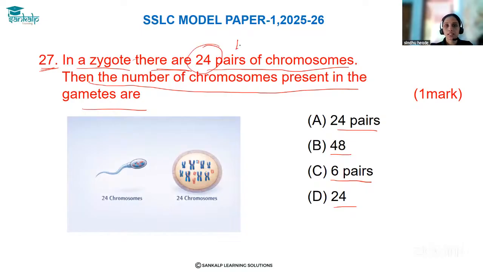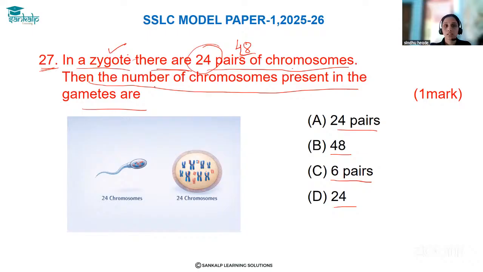Here the question is, in a zygote, there are 24 pairs of chromosomes. 24 pairs is nothing but 48 chromosomes totally present in the zygote. This zygote is formed by combining chromosomes from male and female, right? Male and female chromosomes combine to form the zygote. So totally 48 chromosomes are present in the zygote.